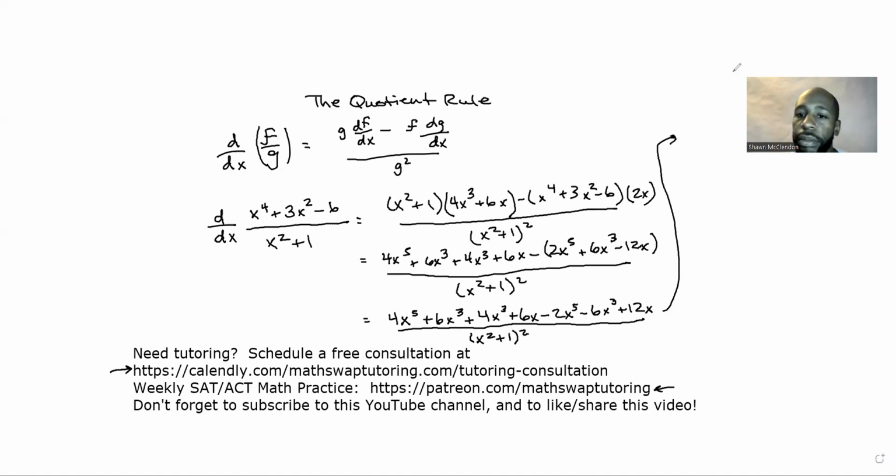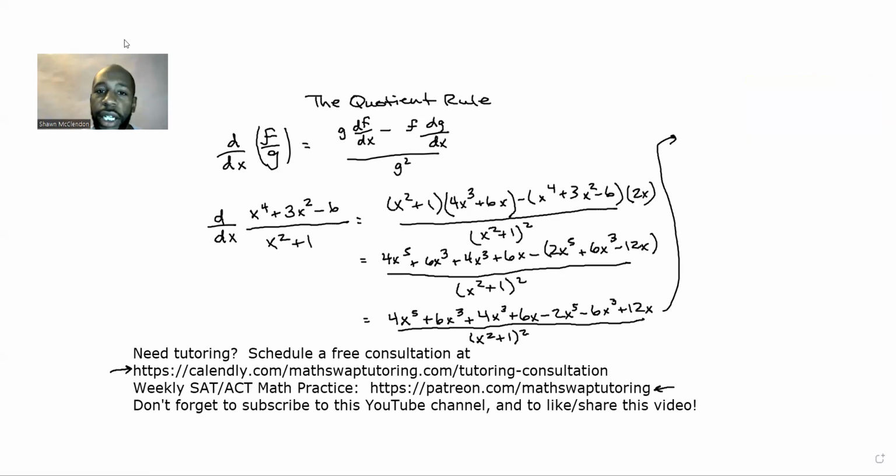All right, now let's look at these. I'm going to use some different colors to look at these like terms. You have the x to the fifth terms here to combine, the x cubed terms, this one and this one, then the x terms, this one right here and this one right here. So just make sure you account for all of those.